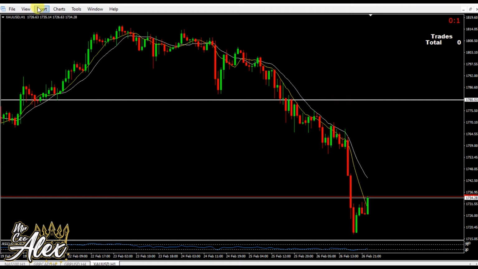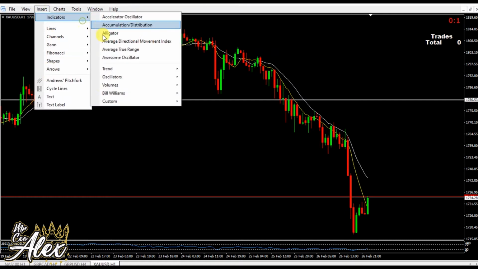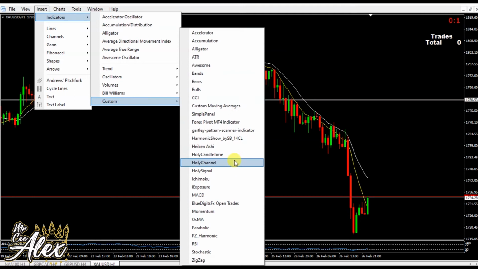All right, so first we want to go into the insert and go to the indicators list and go to customs. Whenever you purchase the Holy Indicator, you will have 3 indicators. You will have the Holy Candle Time. This is a countdown of when that candlestick will close. Depending on the time frame that you're on, it will show you how many minutes or hours are left for that candlestick to close. Then we have the Holy Channel and the Holy Signal.